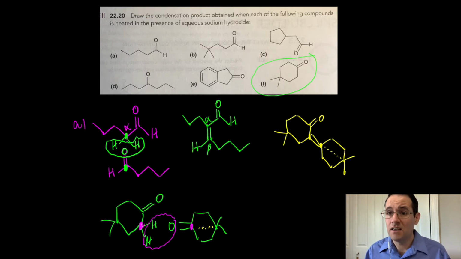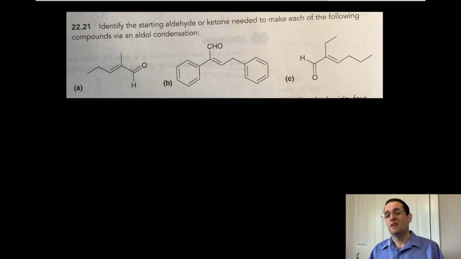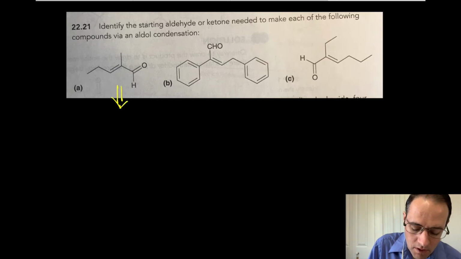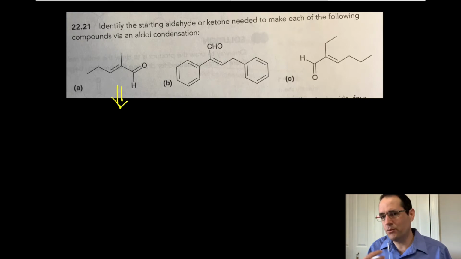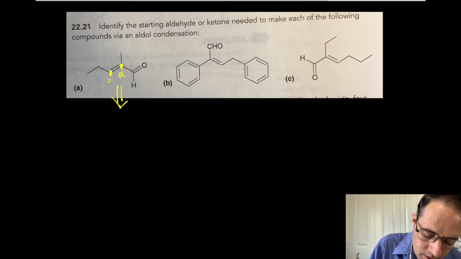Let's do problem 21 to think about retrosynthesis. In problem 21, we're asked to identify the starting aldehyde or ketone that could be used in a condensation reaction to produce these various molecules. We of course know the reagents are sodium hydroxide, water, and heat. So what you first want to do is think about this in terms of the reaction mechanism and think backwards through the steps.